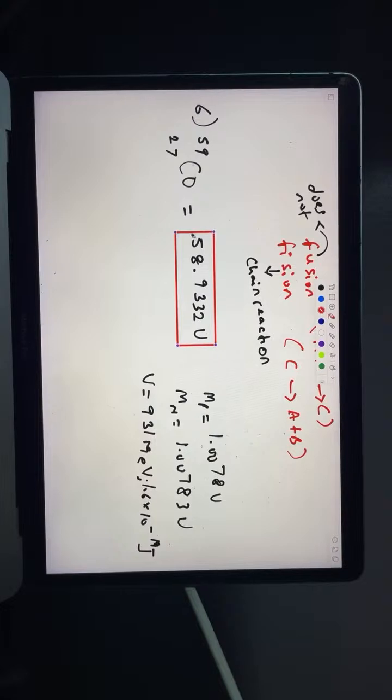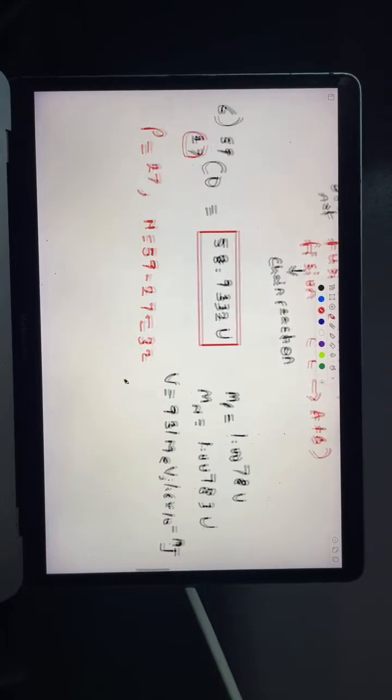The first thing you need to do when you see a question like this is to get the number of protons. So how many protons do we have here? We know that proton number is always down here. That's 27. And how many neutrons do we have here? That will be 59 minus 27. So 59 minus 27, what will that give us? That will be 32.